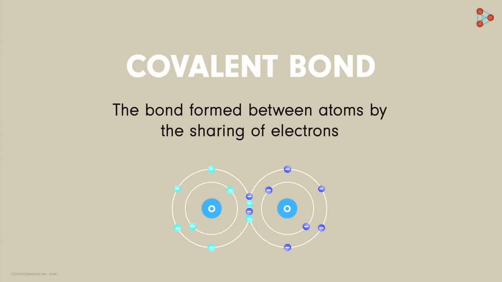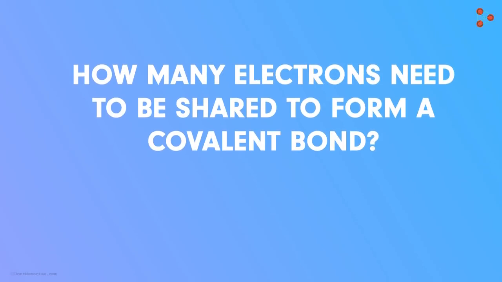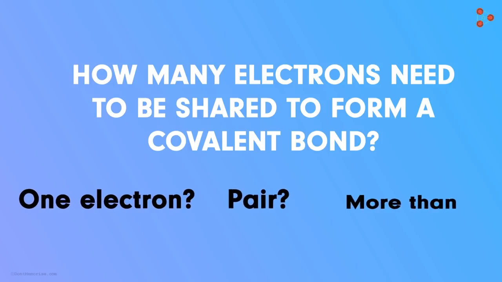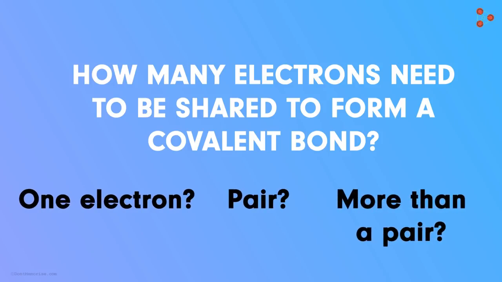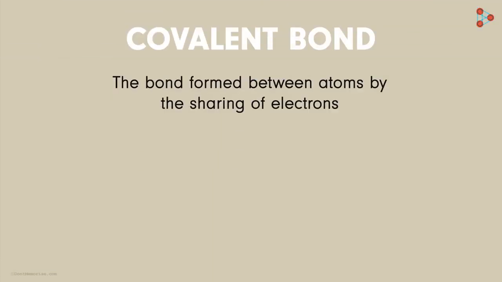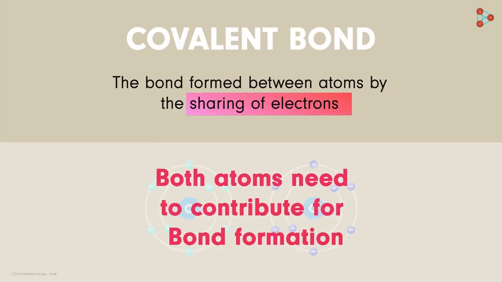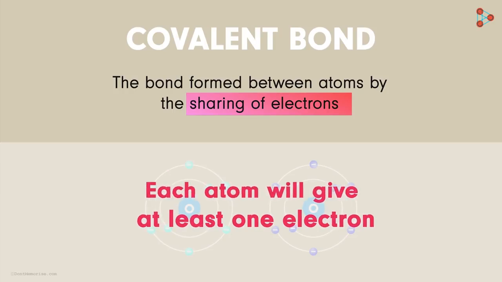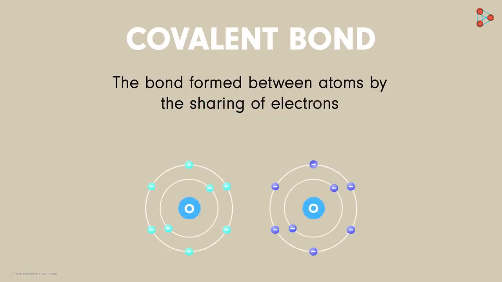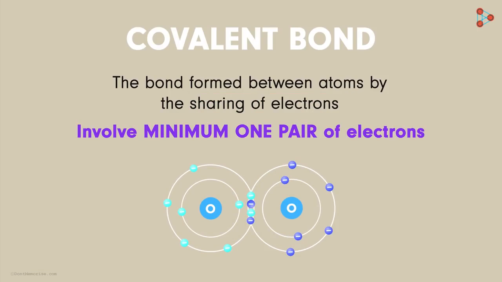Now the next question that pops up in our mind is how many electrons need to be shared to form a covalent bond? Is it 1 electron or a pair? Or more than a pair? Can you guess? Let me help you with the answer. When we say sharing, it means that both the atoms need to contribute for the bond formation, right? It indicates that each atom will give at least 1 electron from its valence shell. Does that tell us that a covalent bond will involve minimum of 1 pair of electrons? Yes, a covalent bond needs at least 2 electrons or simply 1 pair of electrons.